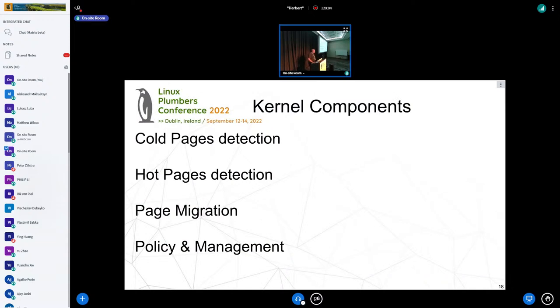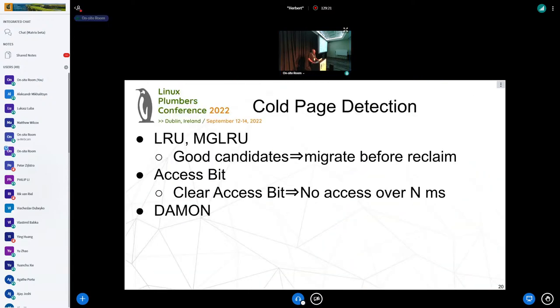So the kernel components I want to talk about, and that's really where I wanted to spend most of the time, are cold page detection, hot page detection, and page migration and policy and management. That's going to be the discussion part.